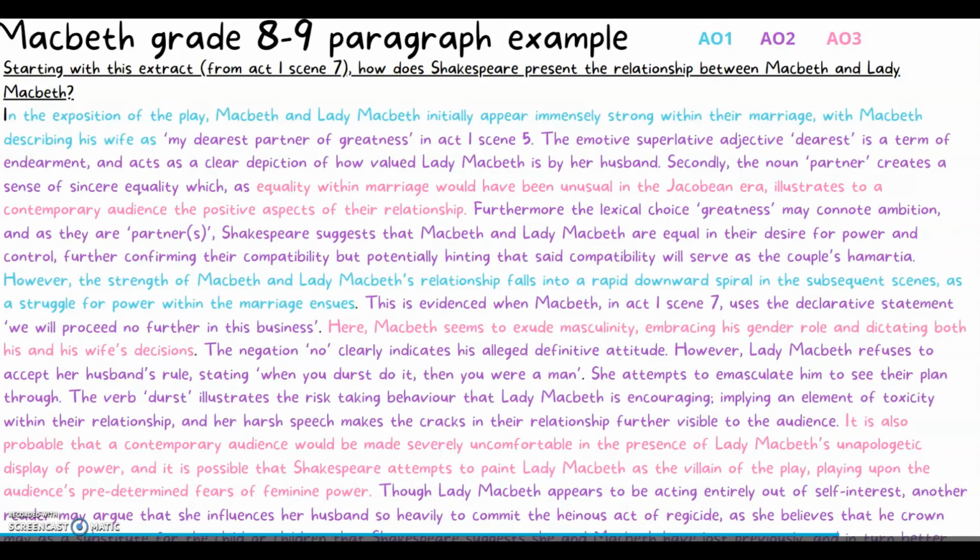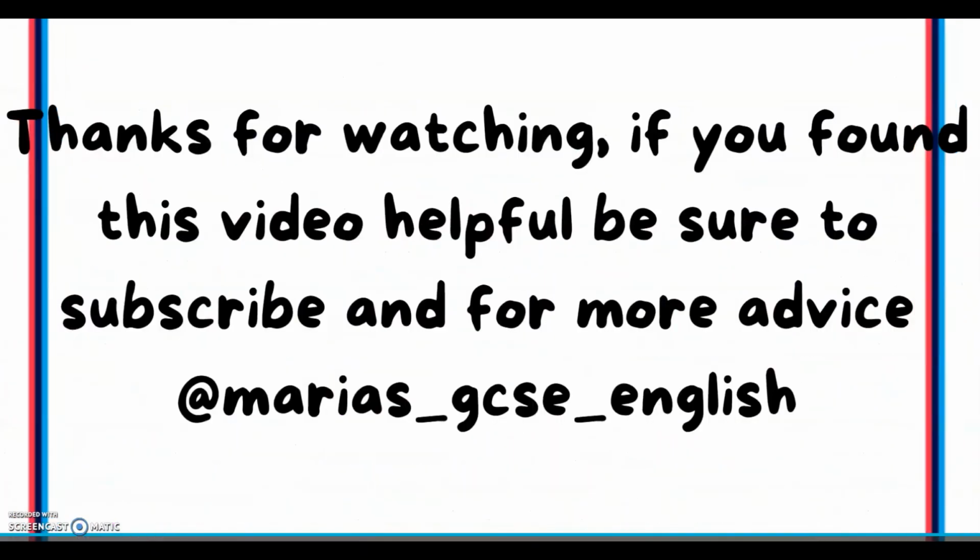And then we move on to AO3, where we say equality within marriage would have been unusual in the Jacobean era, which illustrates to a contemporary audience, which means an audience of that time, the positive aspects of their relationship. That's context. And see, right within that little section, you've included all of the AOs and you've ticked them off.